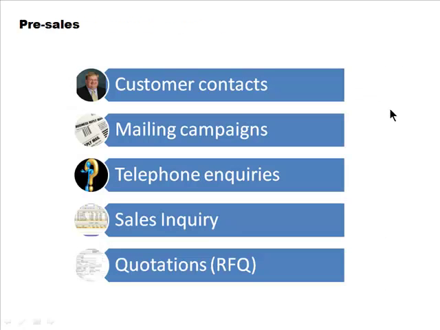Okay, so the pre-sales activities that SAP supports are all of these: maintaining customer contracts, conducting mailing campaigns, tracking telephone inquiries, and then of course sales inquiry and quotations, right?